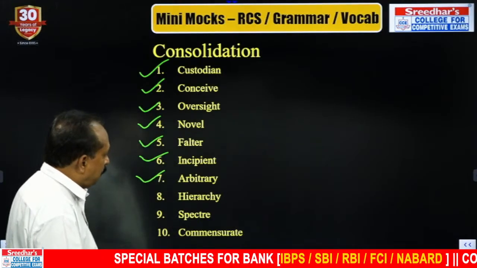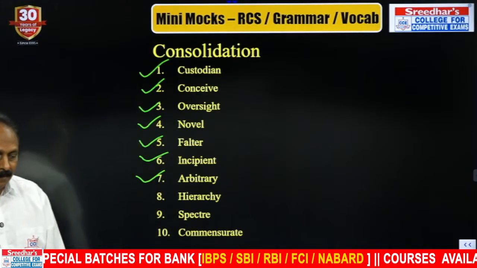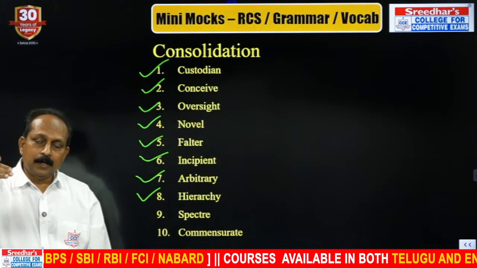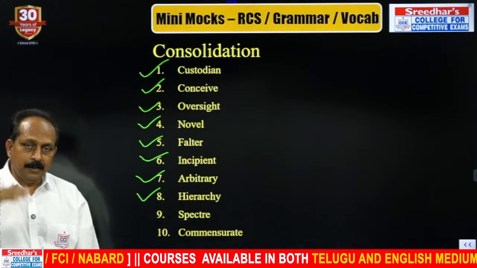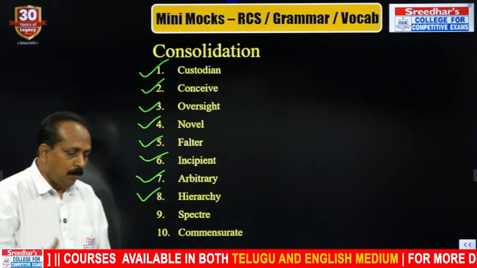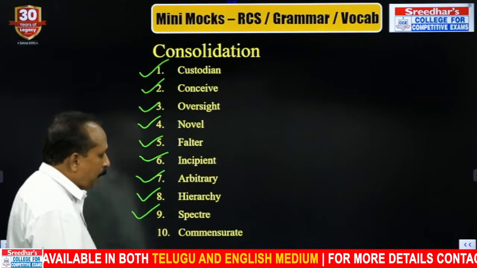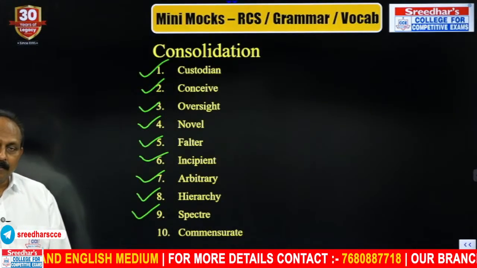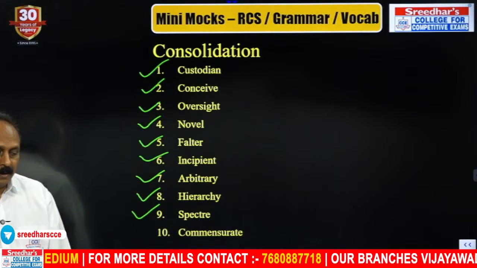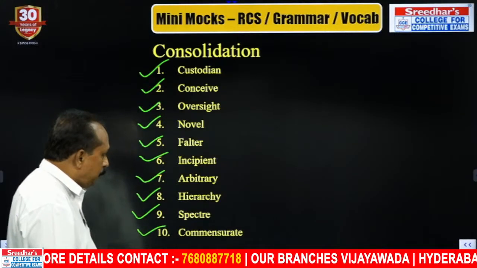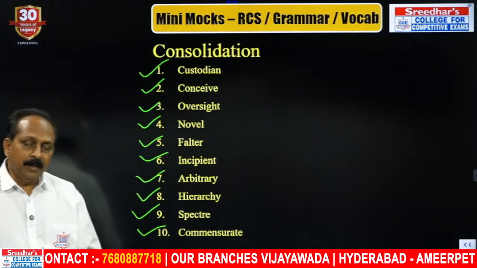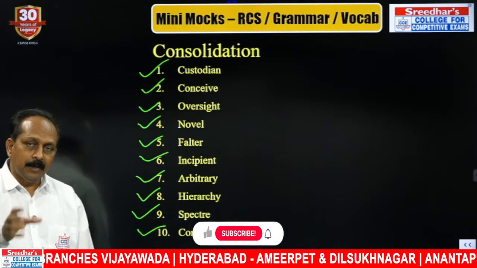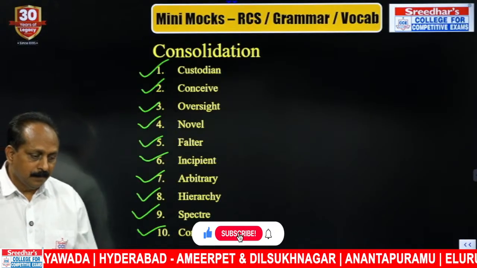And arbitrary, without any reason, you act on whims and fancies. Arbitrary, spontaneous. Hierarchy, a structure, chairman, vice president, general manager, manager, the whole thing is called hierarchy, top to bottom based on power and authority. Spectre has two meanings. One meaning, the fear, spectre of war, fear of war. Another meaning, ghost. And the last one, commensurate, means match. Something commensurates with something else, means what? Matches. Your experience does not commensurate with what you get, means what? It does not match.